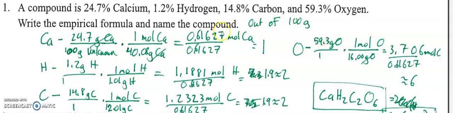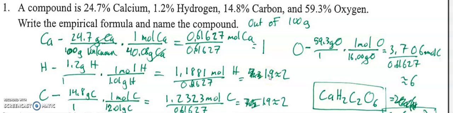All right, so when you find these, your next step, step 2, is to divide by your lowest ratio. In this problem, your lowest ratio was calcium, the 0.61627. So we divide each of the mole amounts by your lowest ratio. And that gives calcium as 1. And then the rest of these, this is 1.9.